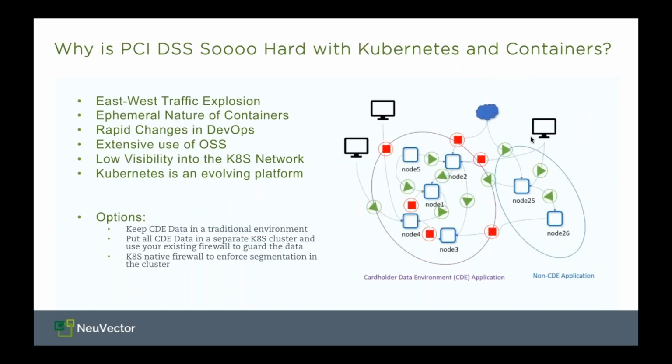So why is it so hard with Kubernetes and containers? As many of you probably know, there is of course an east-west traffic explosion, right? You're going from limiting a few network connections coming in and out of a VM or in other environments to hundreds, if not thousands, of east-west connections between all the containers, and it could get even more elevated if you're using a service mesh on top of that. So you've got to deal with a massive amount of network traffic all of a sudden.